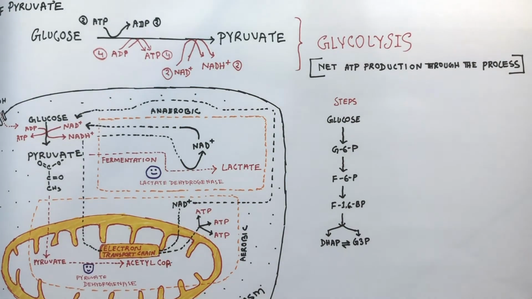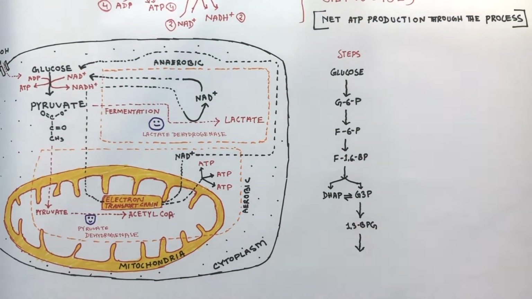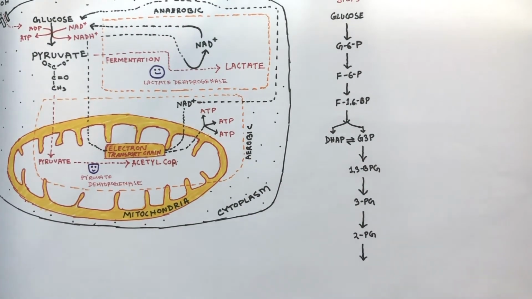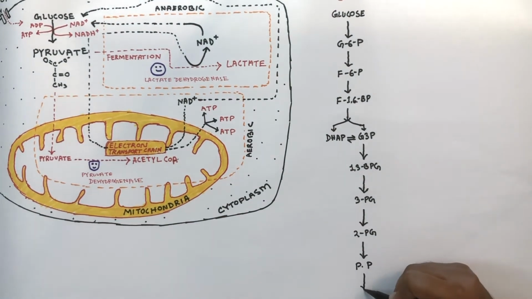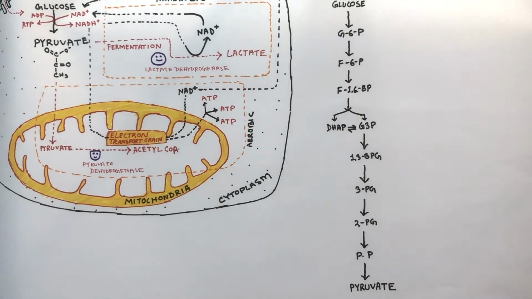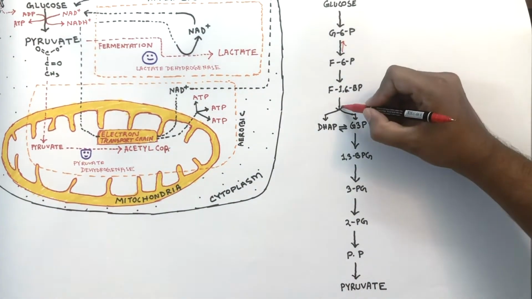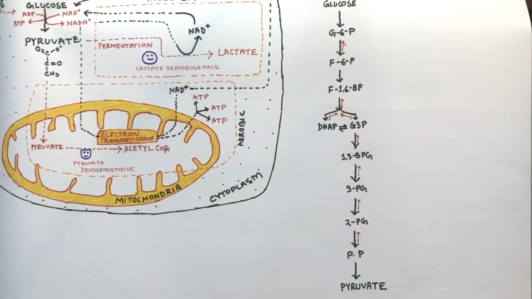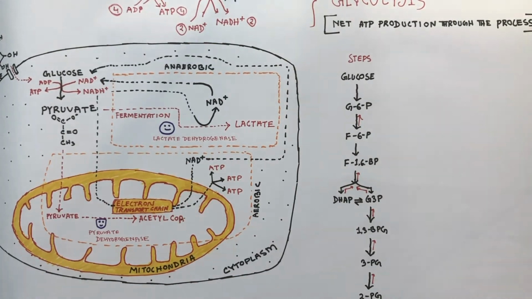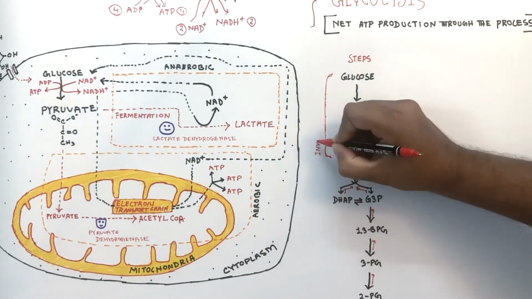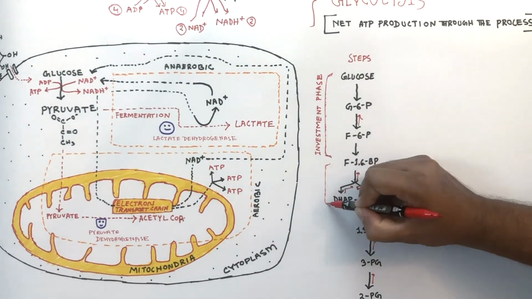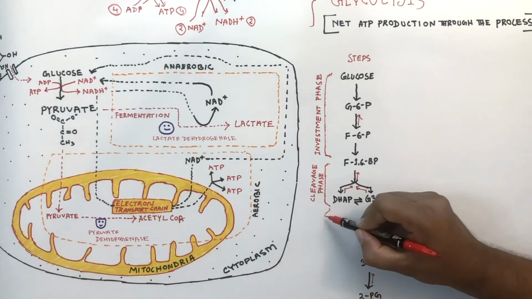The dihydroxyacetone phosphate can be interconverted to glyceraldehyde 3-phosphate. The glyceraldehyde 3-phosphate is then converted into 1,3-bisphosphoglycerate, and 1,3-bisphosphoglycerate is converted into 3-phosphoglycerate. 3-phosphoglycerate is then converted into 2-phosphoglycerate, 2-phosphoglycerate then into phosphoenolpyruvate, and finally phosphoenolpyruvate is converted into pyruvate. All these steps are reversible except number 1, 3 and 10. The first three steps are called energy investment phase. Steps 4 and 5 are called cleavage phase, and the steps from 6 to 10 are the energy generation phase.